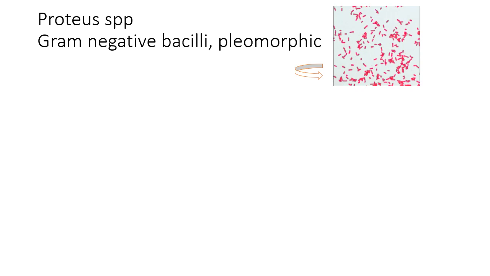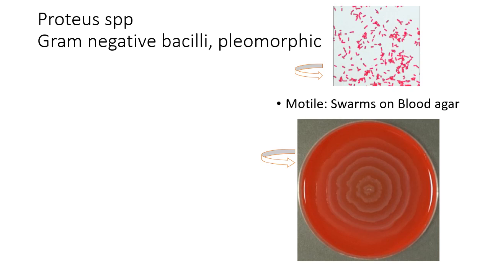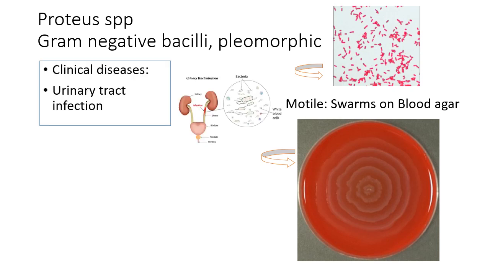We call them pleomorphic. And a very important distinct characteristic of Proteus is that it has the ability to move, it is a motile bacteria, and because of that it shows a type of motility known as swarming. This can be seen on a blood agar because the bacteria can move easily, and you can see it here, it looks like a flower flourishing on a blood agar. This motility makes Proteus able to ascend the urinary tract, causing infection, and it's one of the most common causes of urinary tract infection.